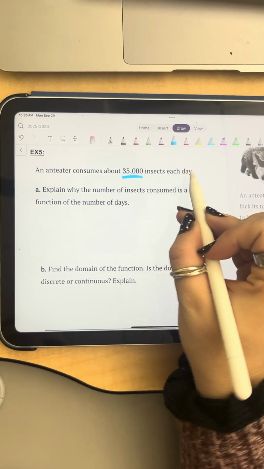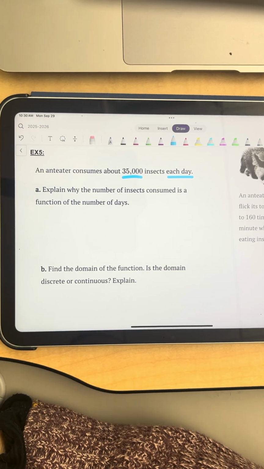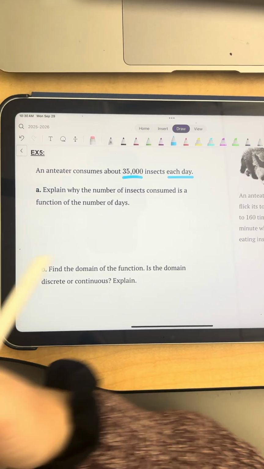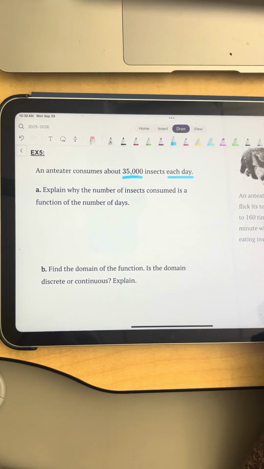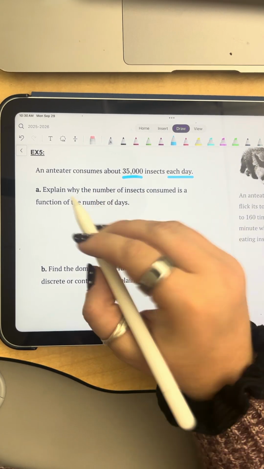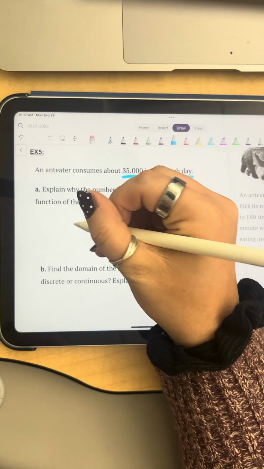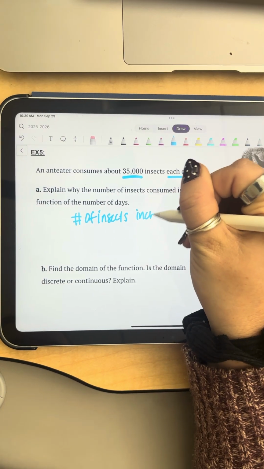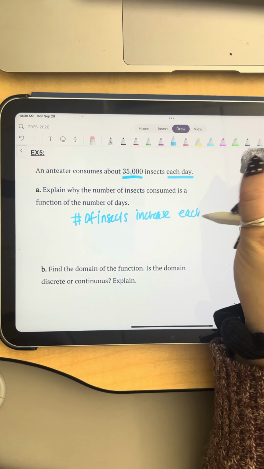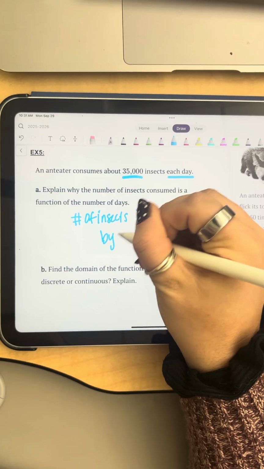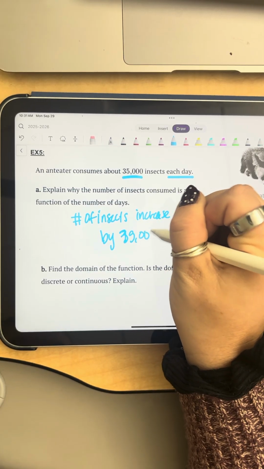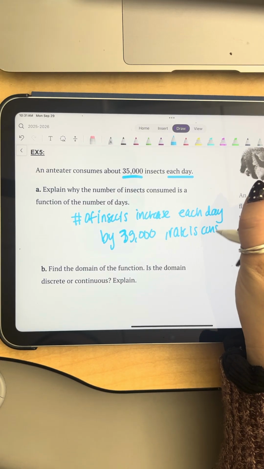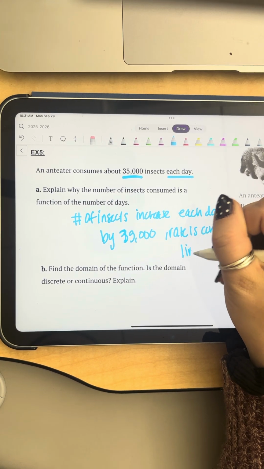So if I've got 35,000 each day, I'm essentially saying what's happening over time and is it about the same every single time? So obviously each day, the days increase every single day. So is it a function of number of days? It's like yes. So the number of insects increase each day by 35,000. Okay, so that means that the rate is constant. So we're going to have a linear graph.